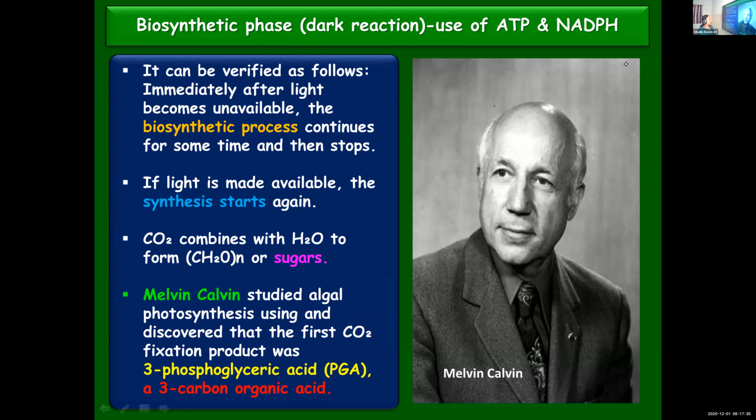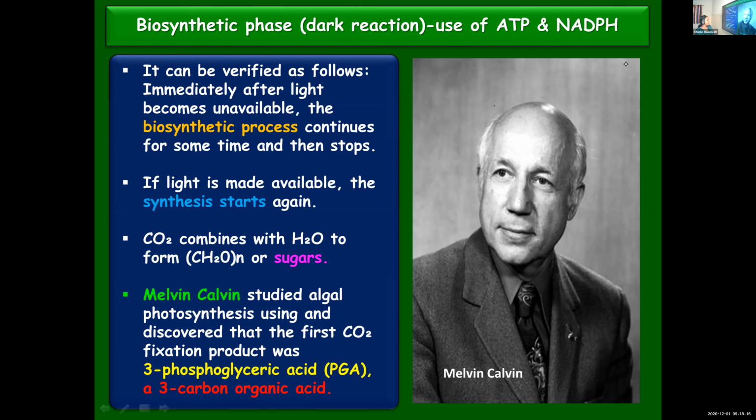Melvin Calvin was a scientist who studied photosynthesis taking place in alga and discovered that the first carbon dioxide fixation product was 3-phosphoglyceric acid, or PGA. It is a 3-carbon organic acid. Is it clear? It was Melvin Calvin who found out that upon fixing carbon dioxide, sugar is not immediately formed, but the first product formed will be PGA, 3-phosphoglyceric acid, an organic acid with 3 carbon atoms.